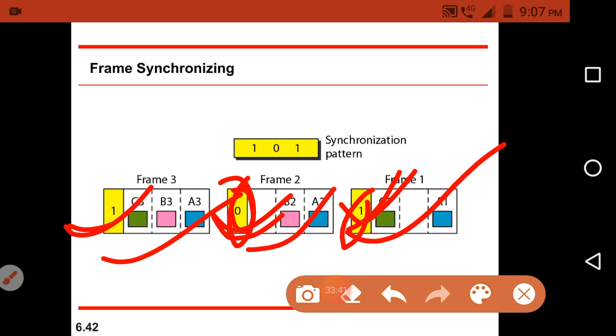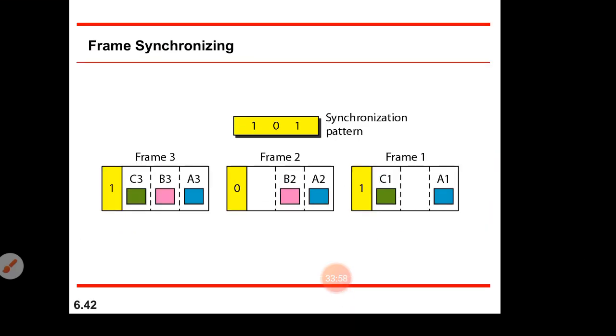In this way we distinguish between the frames. Once you distinguish between the frames, you can easily receive the bits present in that particular frame. Otherwise, if there are no bits added at the beginning of the frame, the frames will overlap. That is what we call frame synchronization.